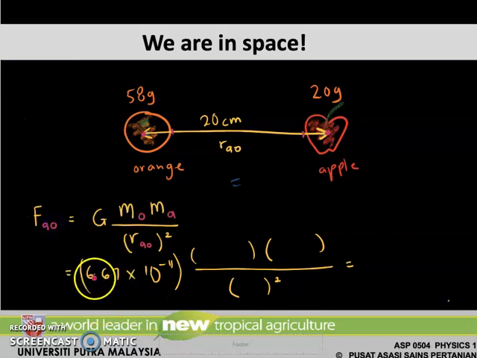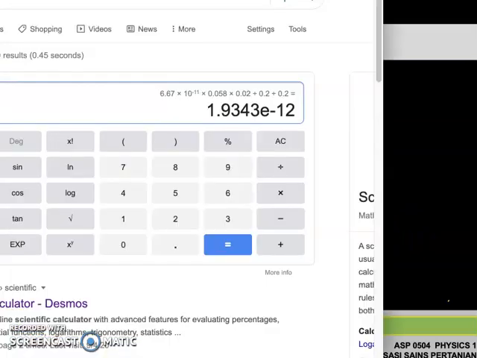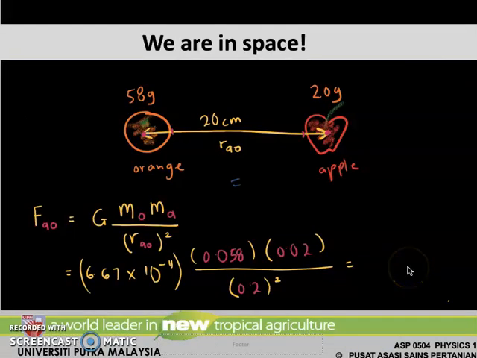G is a constant, so I'm just going to use it: 6.67 times 10 to the minus 11. The mass of the orange. Remember, we always have to plug in SI units. So this becomes 0.058 kilograms. And my apple becomes 0.02 kilograms. The radius is given in centimeters, so I also have to convert that to meters. That becomes 0.2 meters, squared. So the answer for this, using my trusty scientific calculator, is 1.93 times 10 to the minus 12.